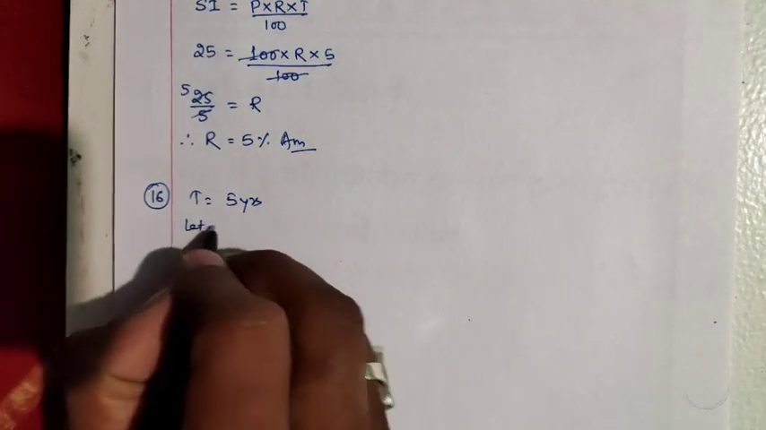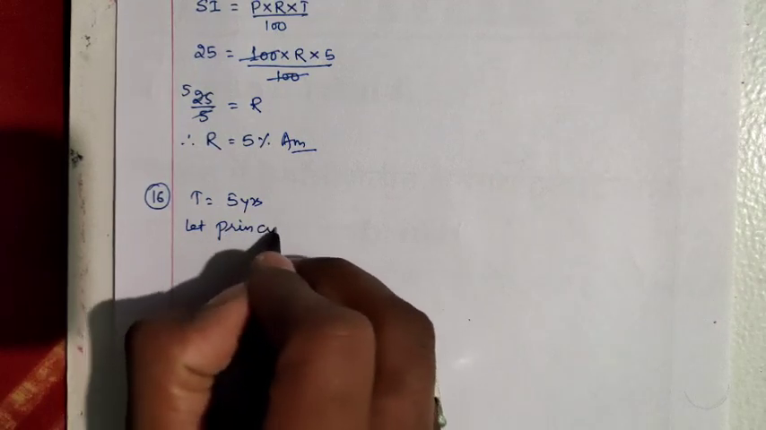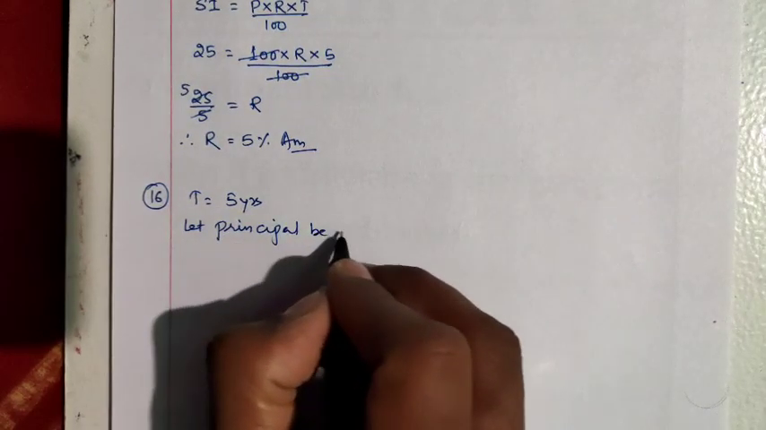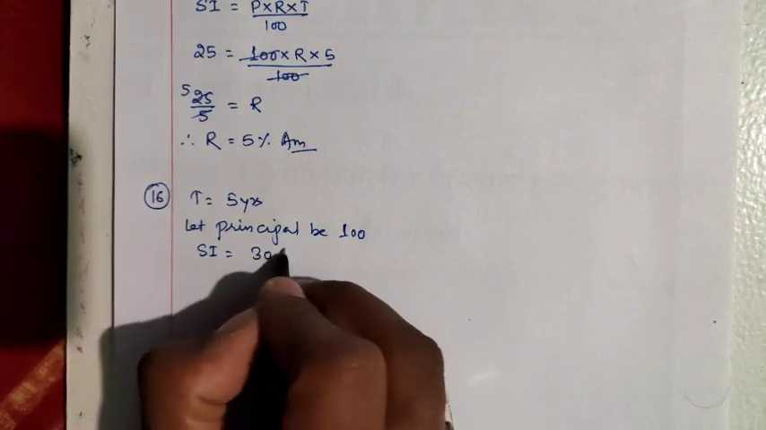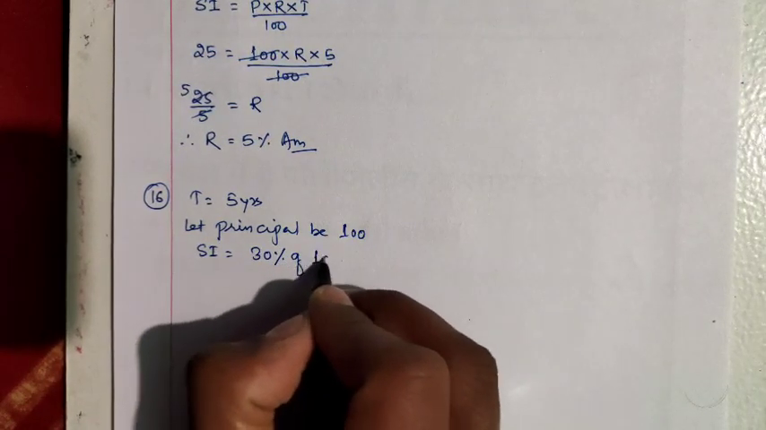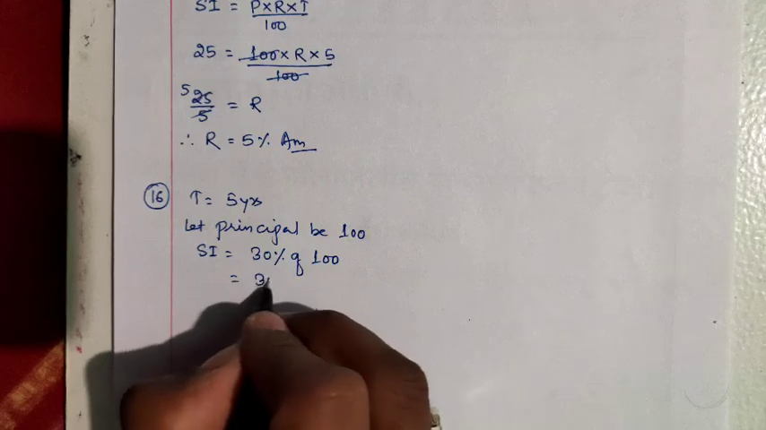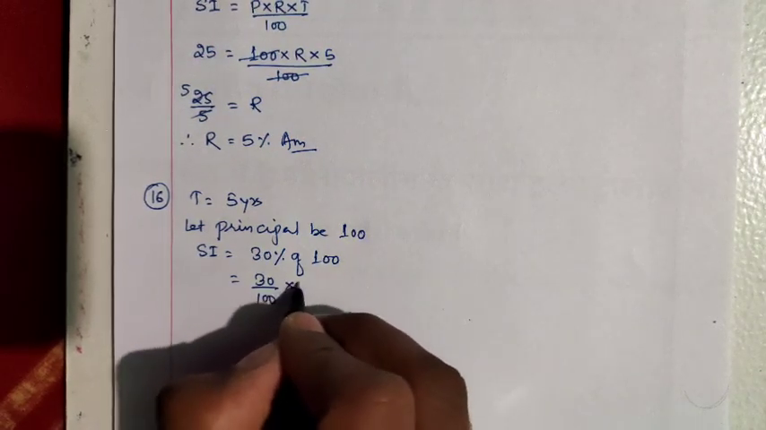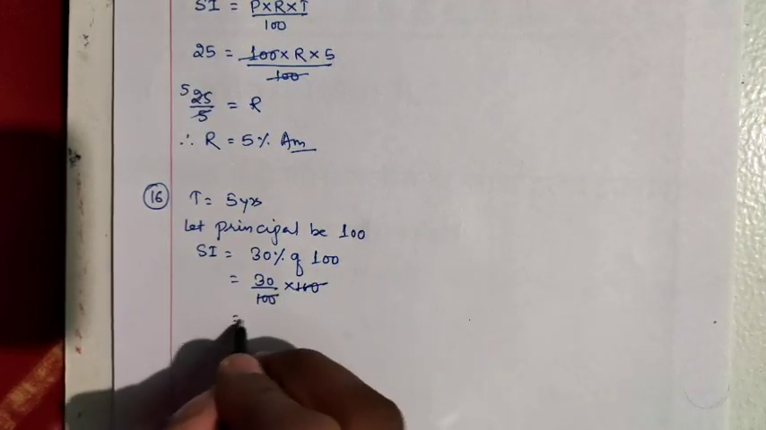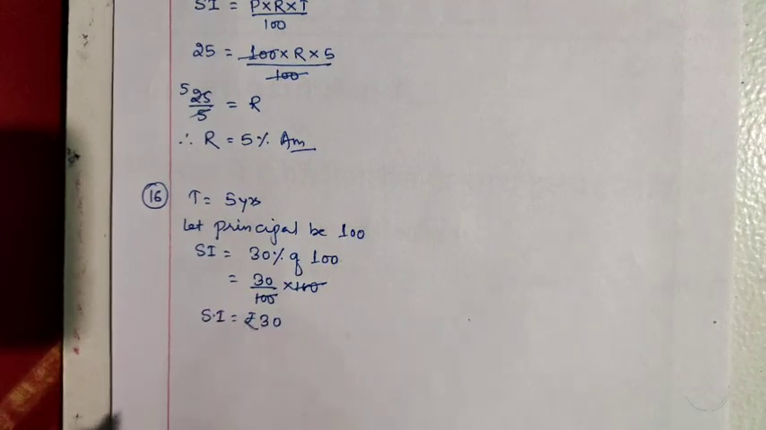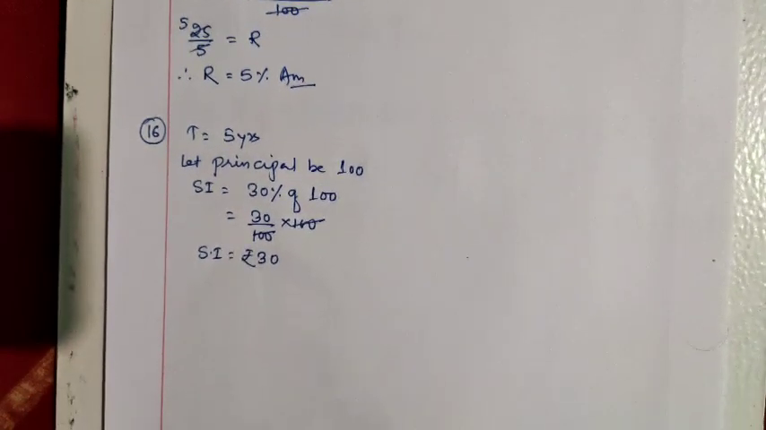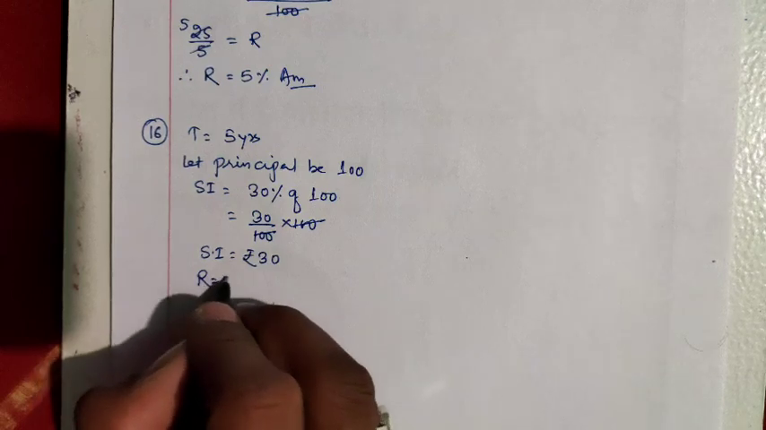We will assume the principal. Let principal be 100. The simple interest is equal to 30% of 100. We will calculate it: 30 by 100 into 100. 100 cancel. It means the value of simple interest we have got is 30. The value of principal we have assumed 100. Time is given 5 years. The question is asking us to find the rate.